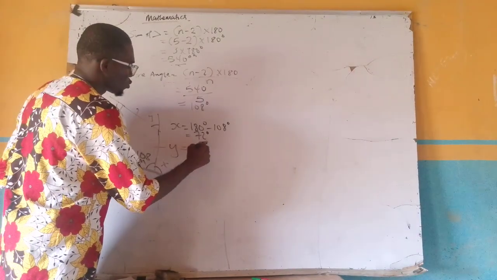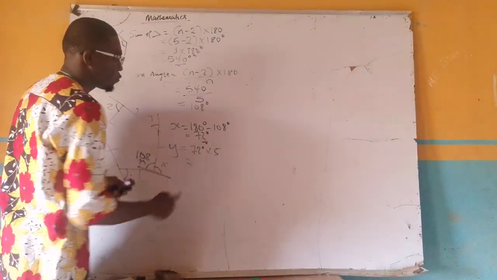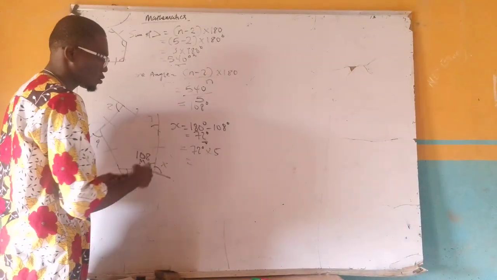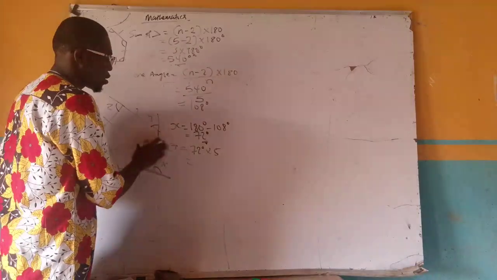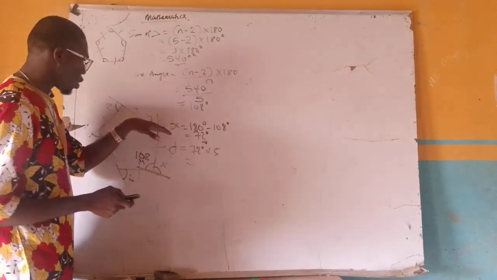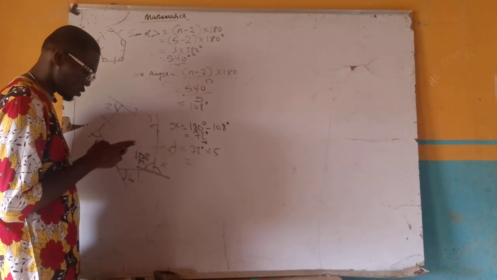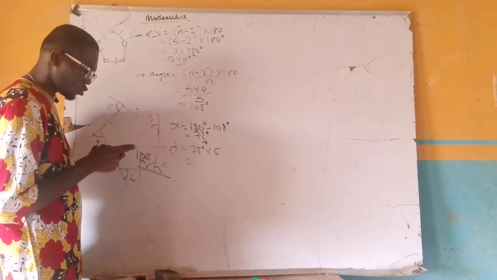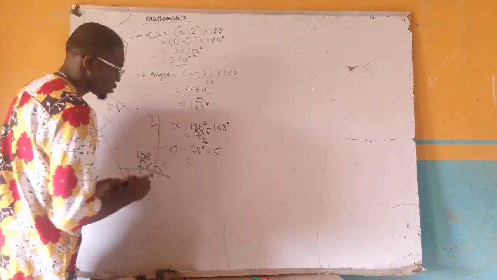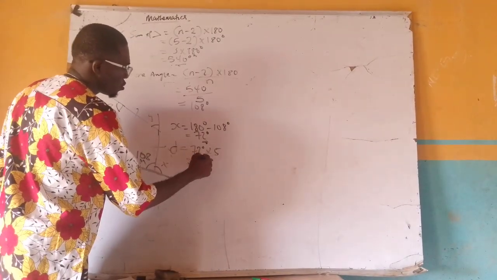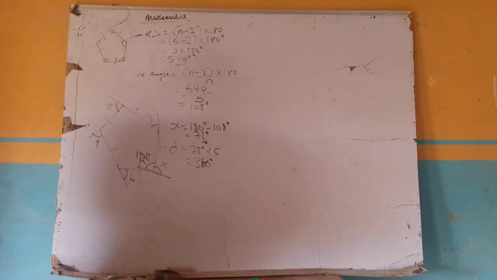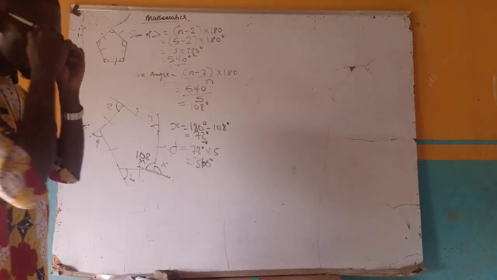Y is equal to 72 degrees times what? 5. We are trying to find out if the sum of the exterior angles will give us what? 360 degrees. So we have 72 times 5, which is 360. So you can see that it still follows the law, and that's applicable to all shapes. So we have done the three things we're supposed to do on polygons.